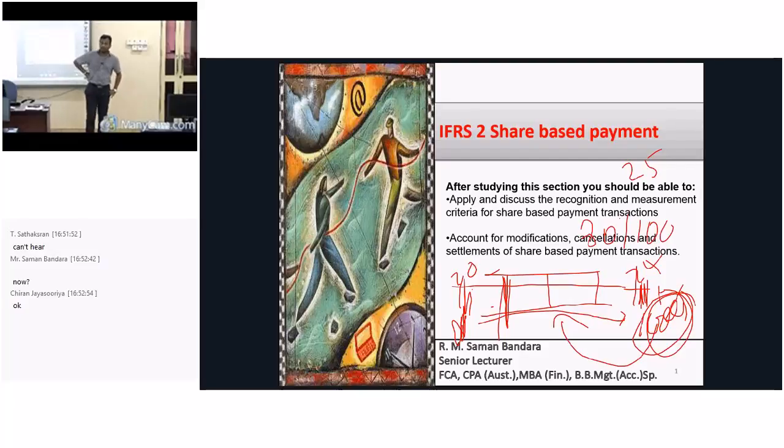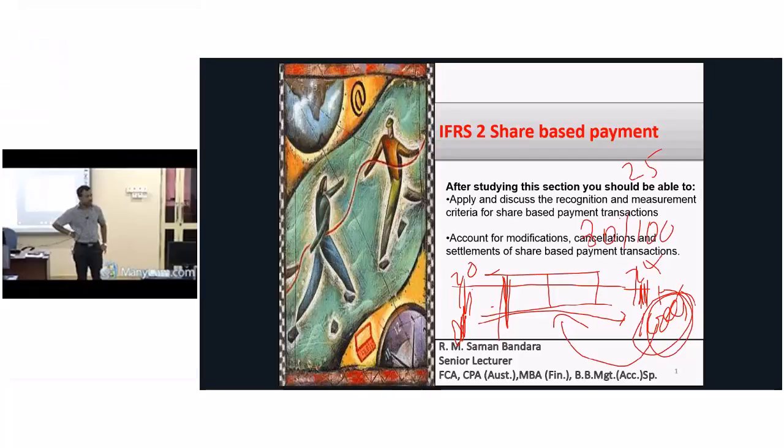Basically, there are 2 types of share-based transactions I already told you. In the first example I told you, I am going to pay something at the end of the period by cash. The second story I told you, I am going to give you what? Shares. Those 2 types we recognize as equity settled share-based transaction and cash settled share-based transaction.